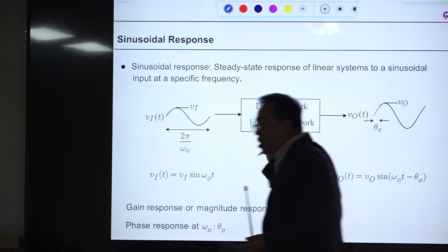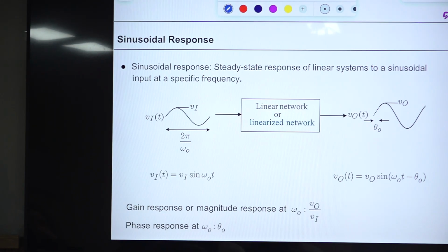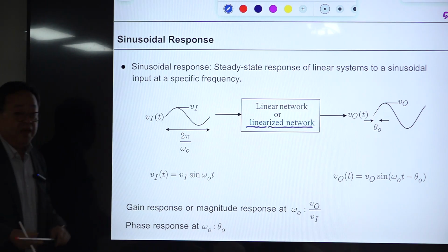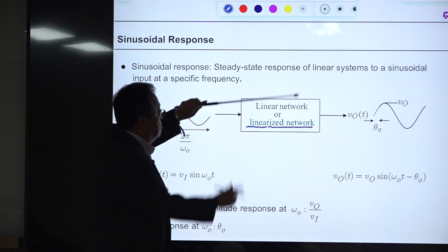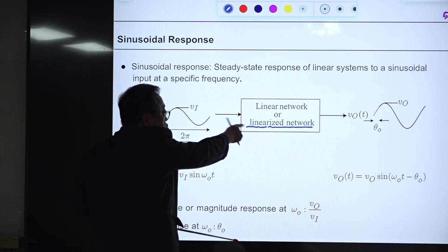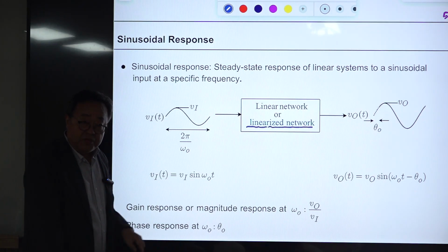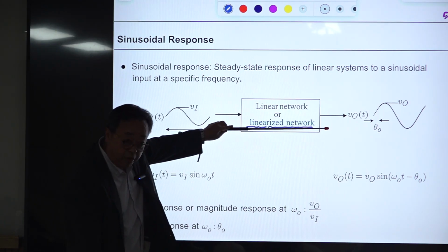But we are not only talking about this linear network. More important is the linearized network. Something is nonlinear. It does not obey the proportionality property and the superposition that I want to use. You locally linearize the nonlinear system and apply that. Apply this concept to this linearized network. Eventually, this is our goal.